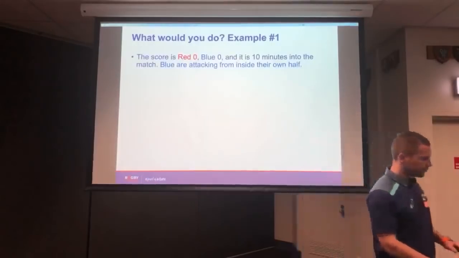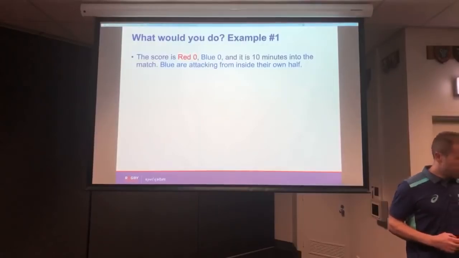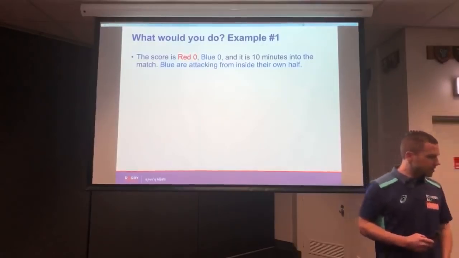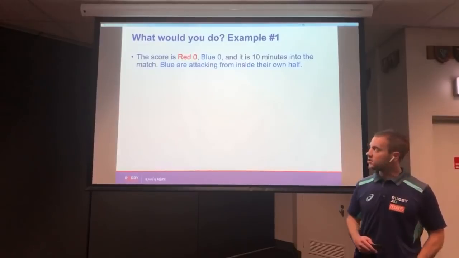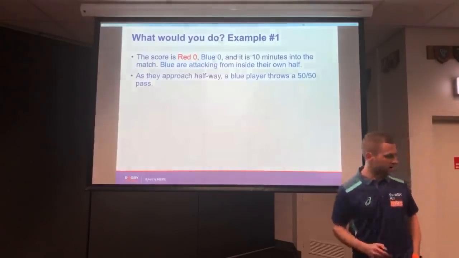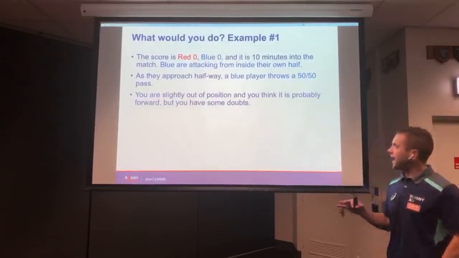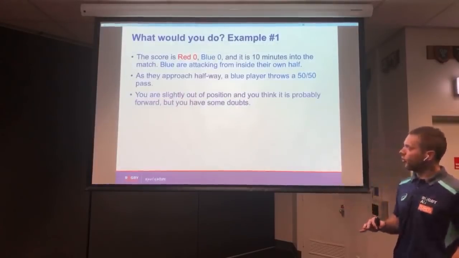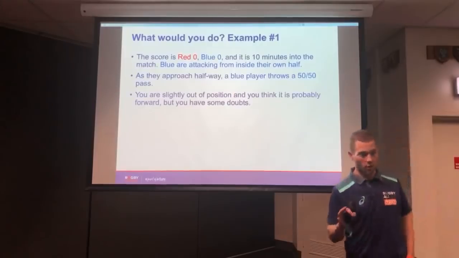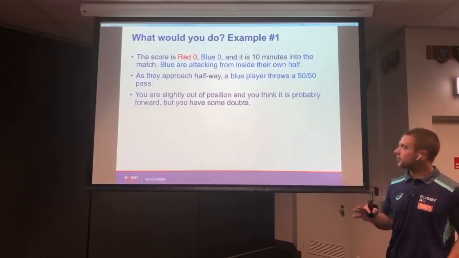The first one is the score is red 0, blue 0, and it's 10 minutes into the match. Blue attacking from inside their own half. As they approach the halfway, a blue player throws a 50-50 pass. As the referee, you're slightly out of position and you think it's probably forward, but you have doubts. So I really want you to be clear on that. You're not in line with it. You're slightly out of position. You think it might be forward, but you have had doubts.